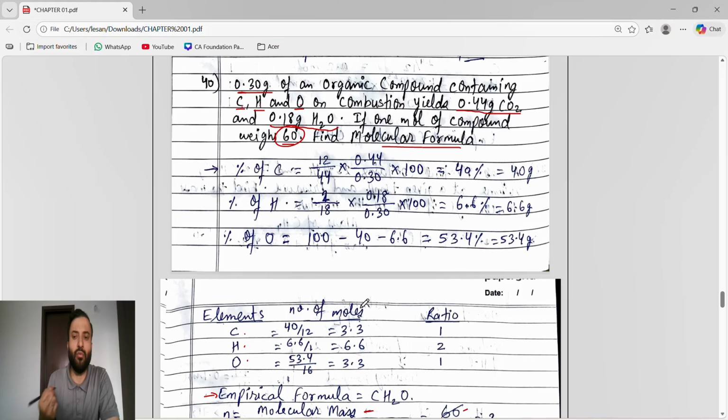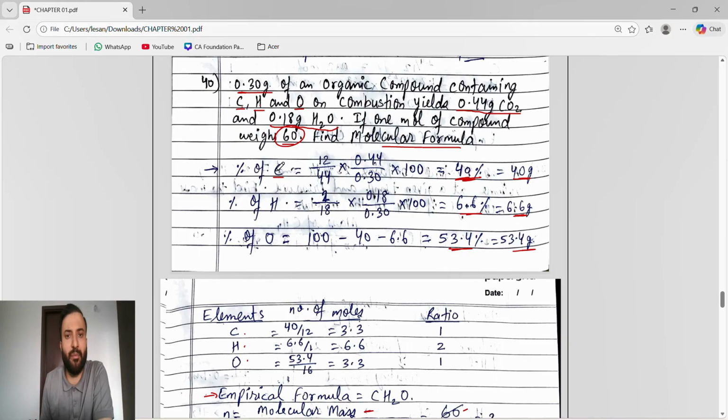Now we'll find the number of moles. Before the number of moles, we have to find how much carbon is there, how much hydrogen is there, how much oxygen is there. So guys, for finding the carbon, we will use the percentage of carbon. The same percentage will convert into gram. So first of all, we will find the percentage of carbon.